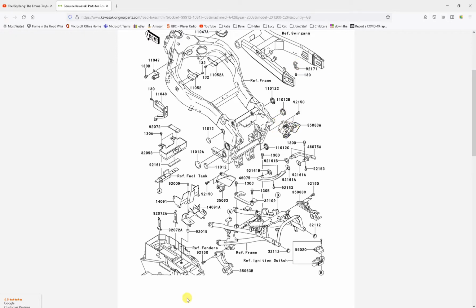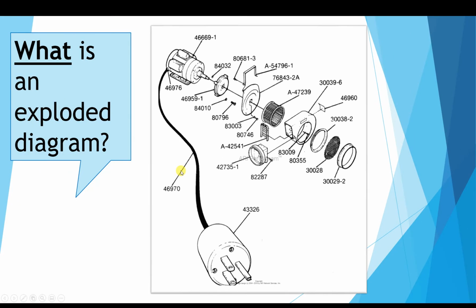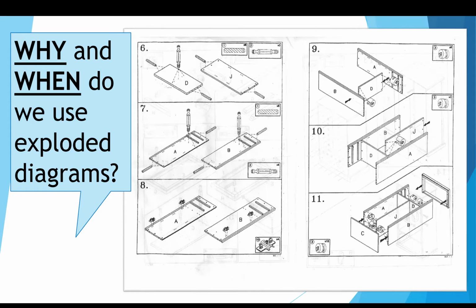So exploded diagrams are incredibly useful to us. What is it? It's when you take a product that's made up of a variety of components and then you separate all the components out in a 3D drawing, but they're all in line. Okay, so why do we use them, and when do we use them?